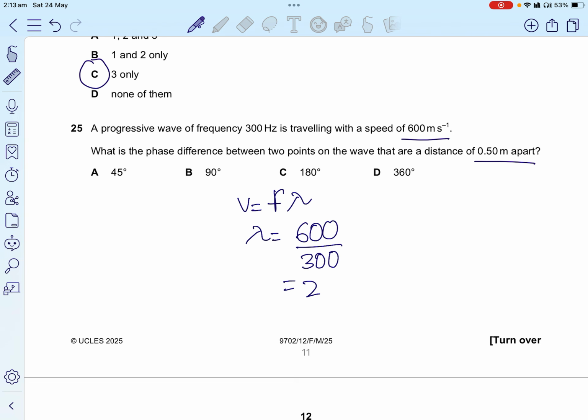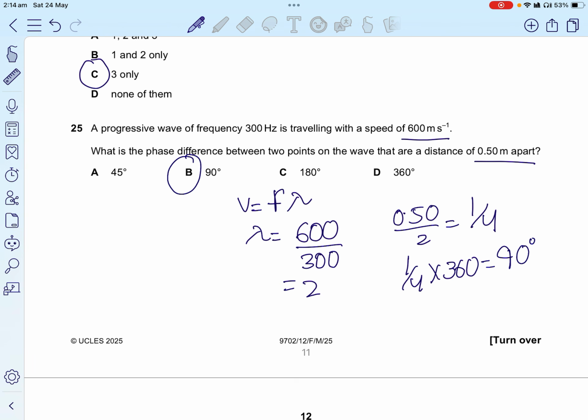Now, since it's 0.5 meters apart, 0.5 over 2 is basically 1/4. So we'll need to find 1/4 of 360 in order to find the phase difference in angles. That is 90 degrees. The phase difference in angles is the same as the phase difference in wavelengths. So once I find the phase difference in wavelengths, which is 1/4, I can find the same in the angle, which will be 90 degrees. Therefore, the answer for question number 25 is B, 90 degrees.